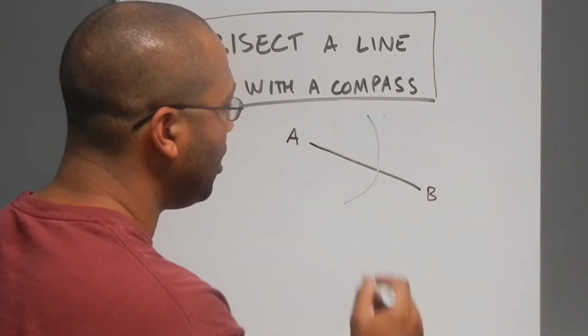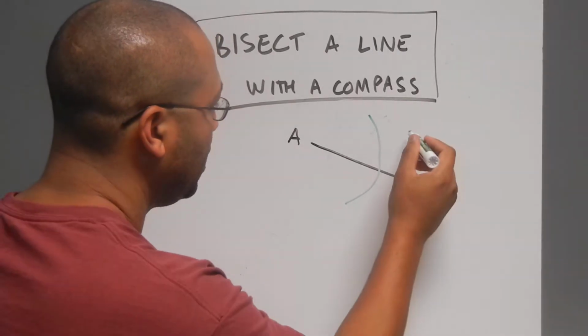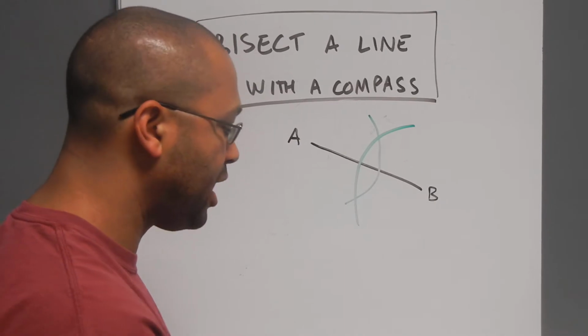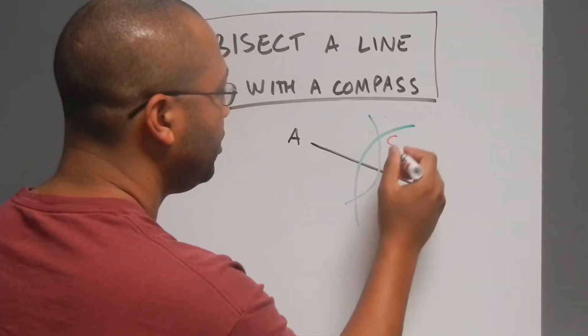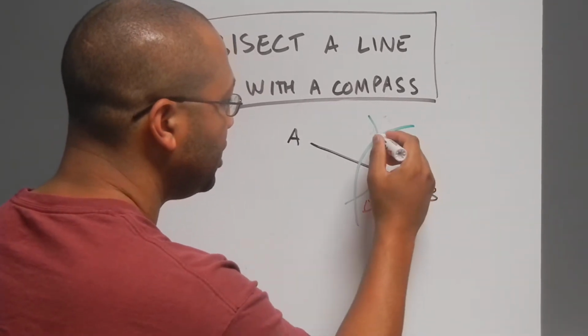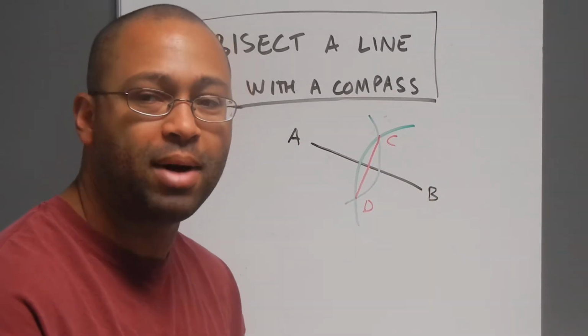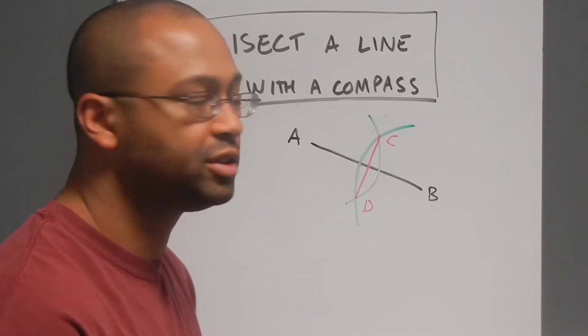So I'll have an arc drawn that way, and then I'll have another arc drawn that way. And now I have points C and D, and I can just connect those two points. Now I've bisected my line using a compass.